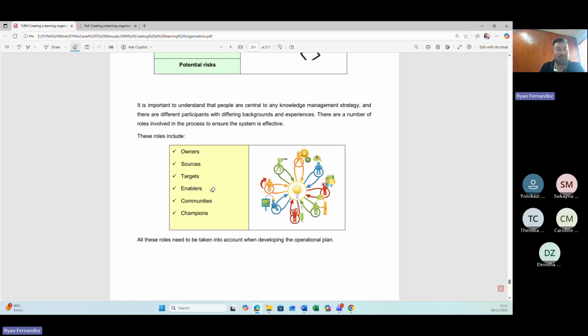Who are the enablers? So they have to create an environment in which the knowledge can be spread. The communities, so what kinds of divisions, departments, teams are going to work together. And then champions. So who's going to be motivating people, cheerleading to get us to bring more data and more information and more knowledge.